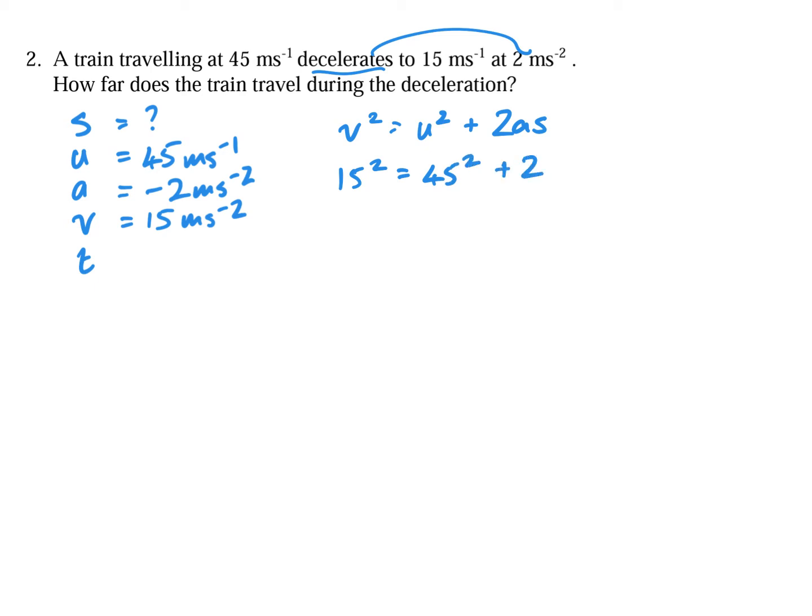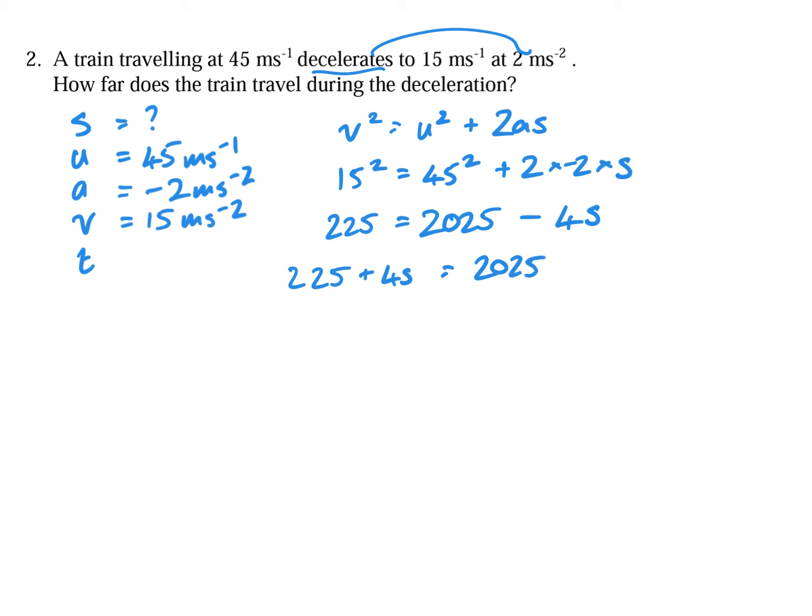And the plus 2 times minus 2 times S. So 15 squared is 225. 45 squared is 2025, and the 2 times minus 2 becomes minus 4S. And then it's just the arithmetic now. I'll put in all the steps. I'll add 4S to each side. 225 plus 4S.